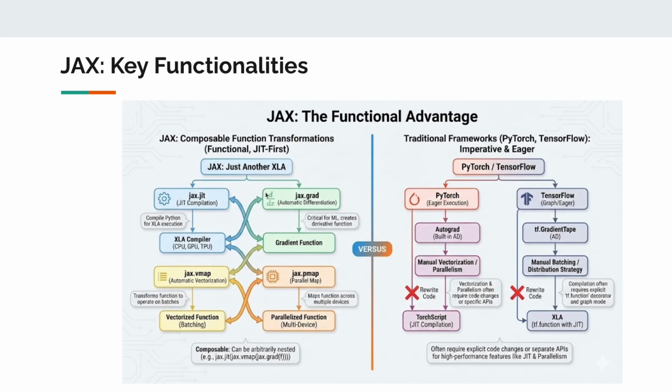To perform the same set of operations in PyTorch and TensorFlow, you have to write separate sets of code. It often requires explicit code changes or separate APIs for high performance features like JIT and parallelism.